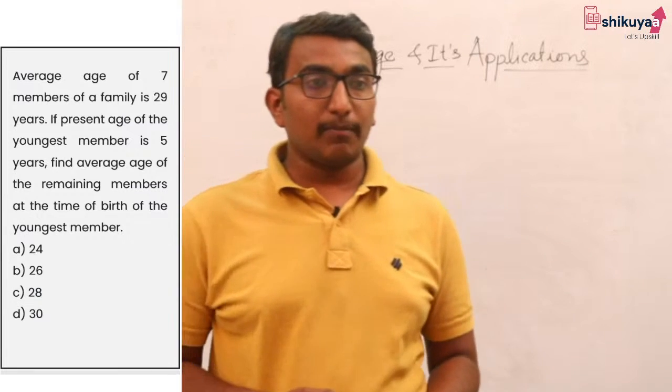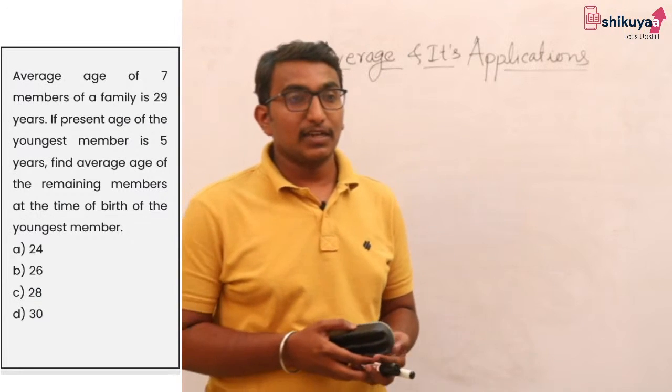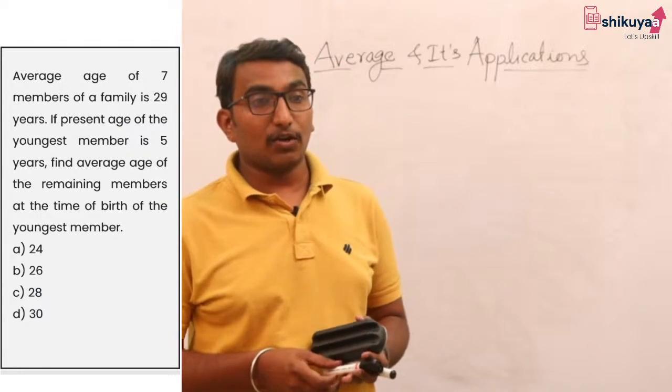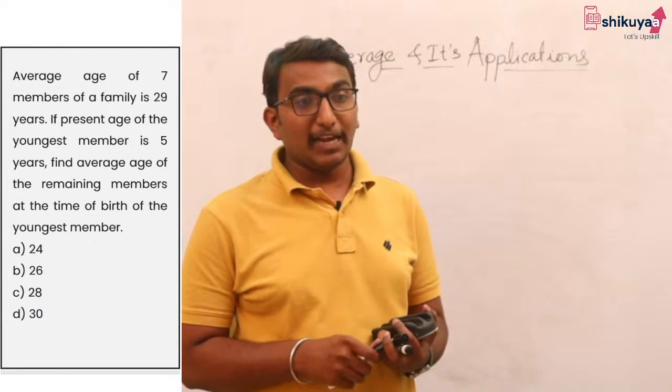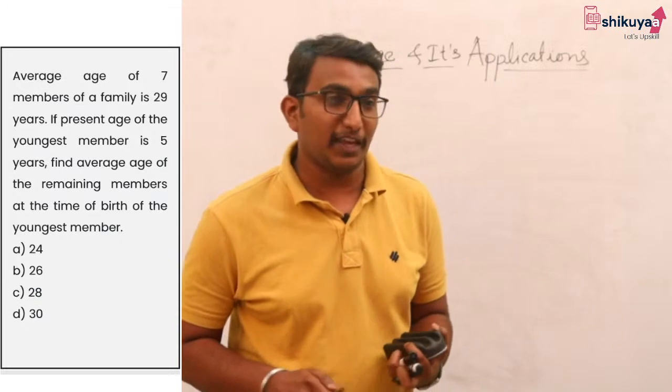Average age of 7 members of a family is 29 years. If the present age of the youngest member is 5 years, find the average age of the remaining members at the time of birth of the youngest member.